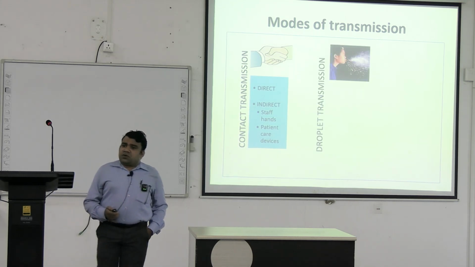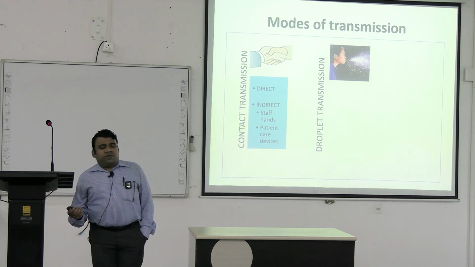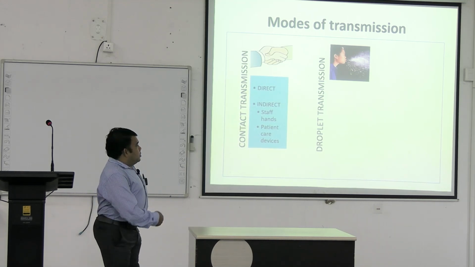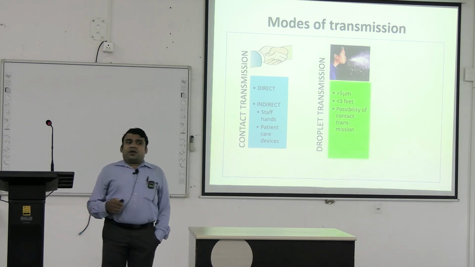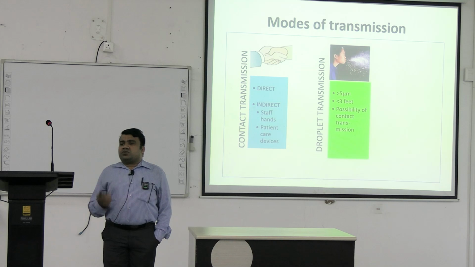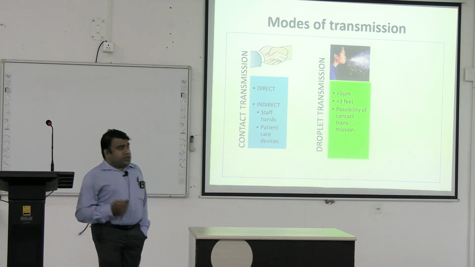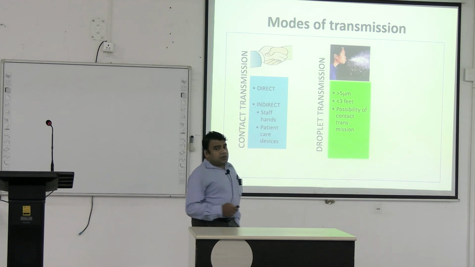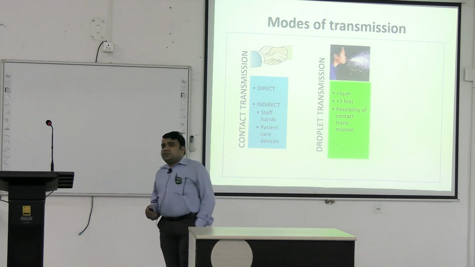I think you are very much aware of droplet infection, obviously because of the recent pandemic that has occurred. Now, what is droplet infection? Whenever a person sneezes or coughs, small droplets come out of the nose and mouth. Generally, these droplets are more than 5 micrometers in size. Now, why is this important?